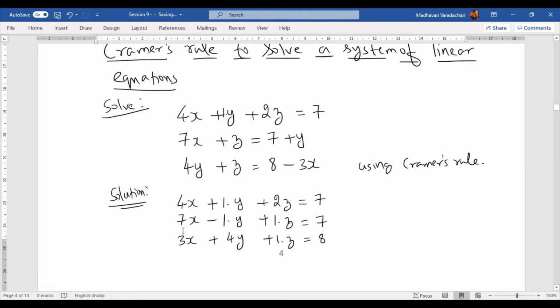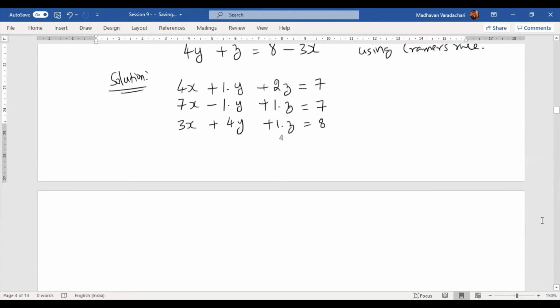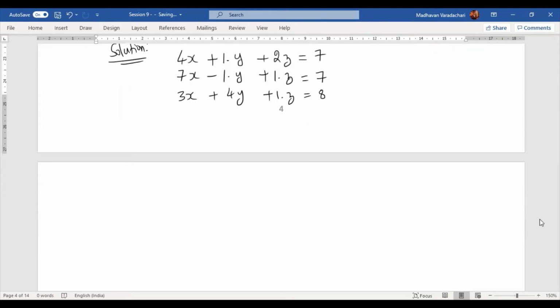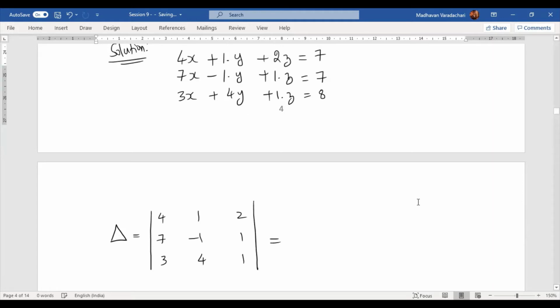So you rewrote the equations so that all x terms come together, all y terms come together, all z terms come together, and all constant terms come together. Now, in Cramer's rule, you first define what is called delta. Delta is written in the form of a determinant. The first column has the coefficients of x: 4, 7, 3. The second column has the coefficients of y: 1, minus 1, 4. The third column has the coefficients of z: 2, 1, 1. Evaluate this determinant. That is the first step.